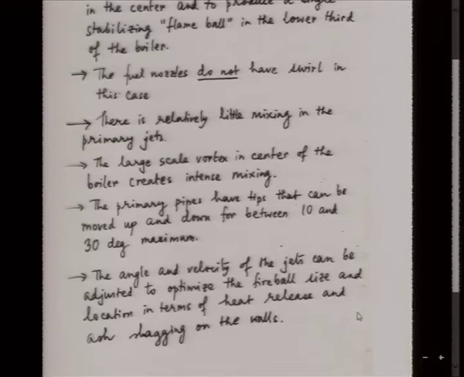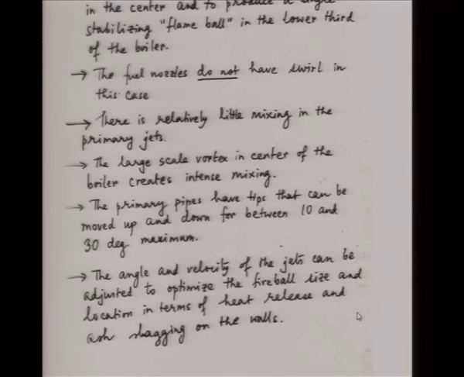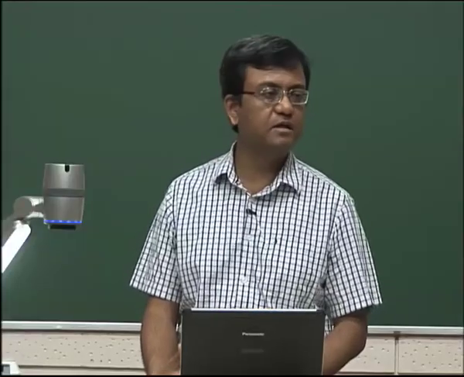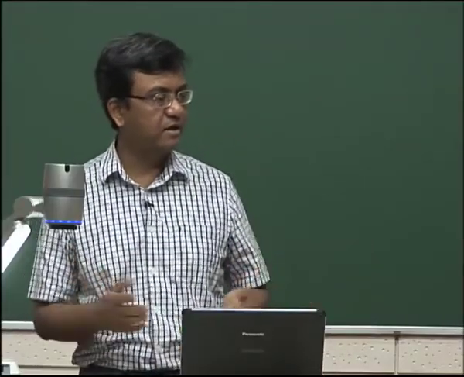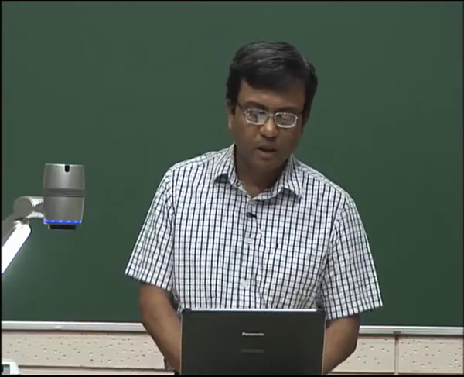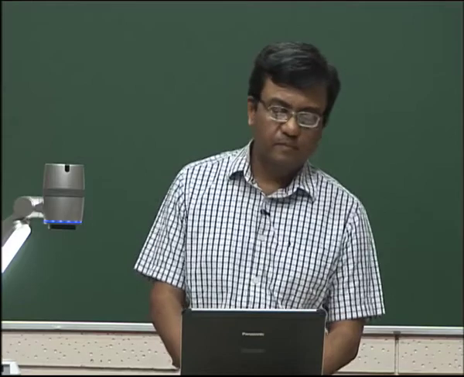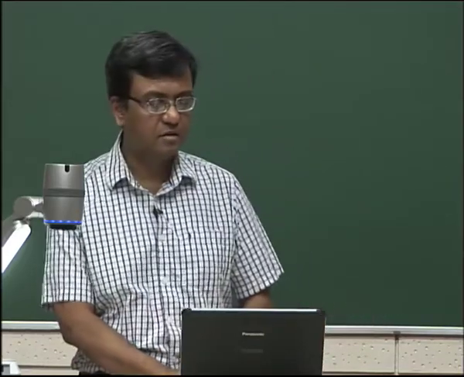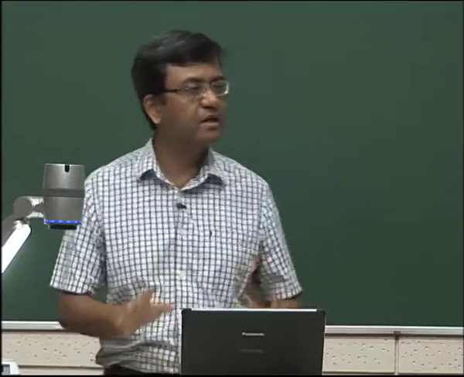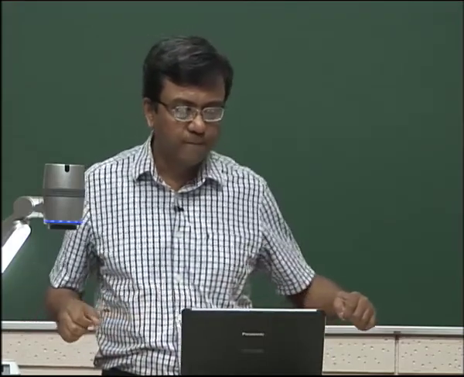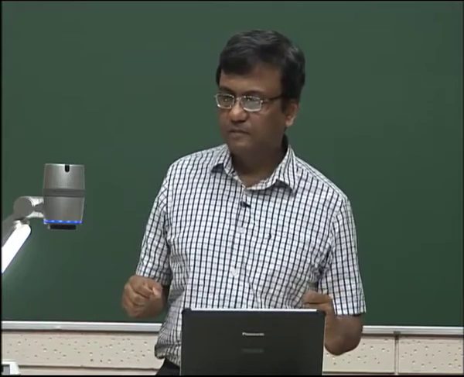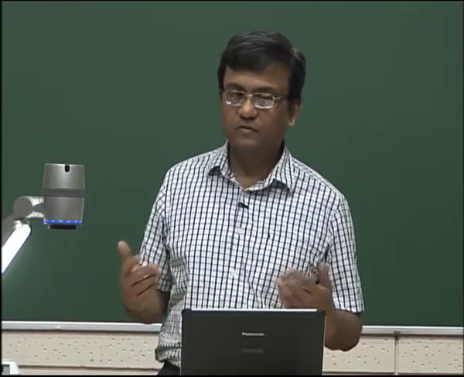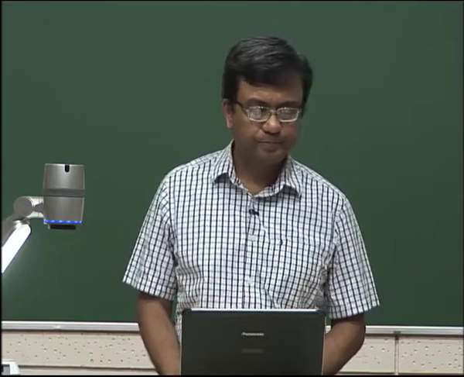And the last point is that the angle and the velocity of jets can be adjusted to optimize the fireball size and location in terms of heat release, because the location determines how much heat release is taking place and where. There is also an issue of ash production, ash getting deposited on the walls and things like that. So these can be controlled. To have better control, you want to be able to change the angle of the burners and also change the velocities. Those options are available.